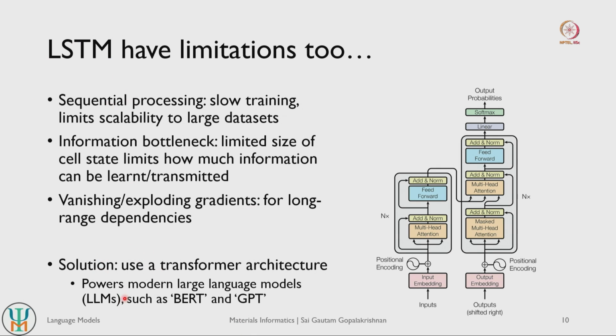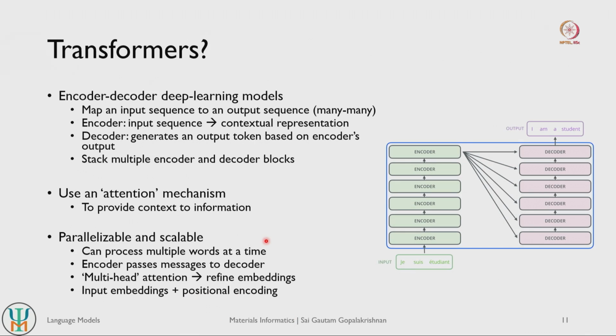So the solution to the limitations of these LSTM models is to use what is referred to as a transformer architecture. This is a schematic of a transformer architecture, and it is these transformers that actually power many of the large language models that you see in common use now, such as GPT and BERT. So let us look at what these transformers do, right.